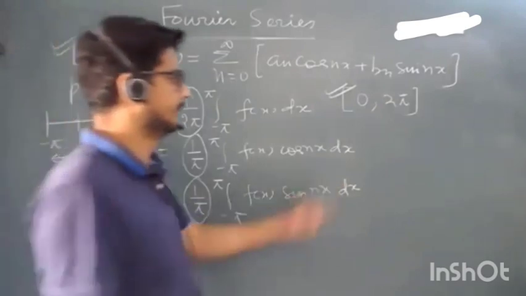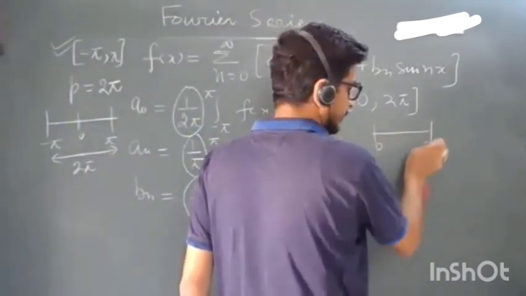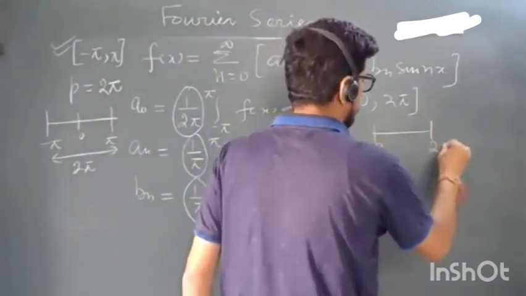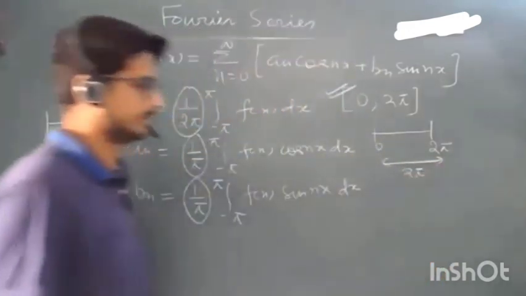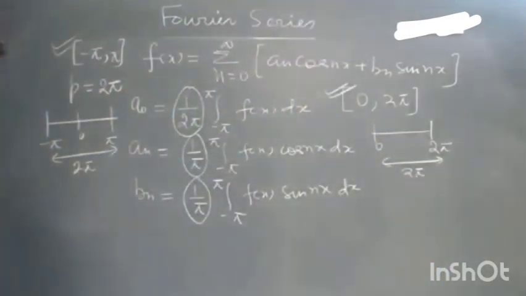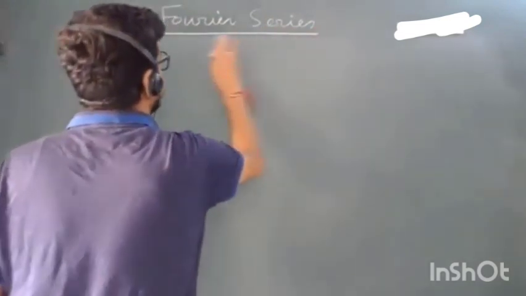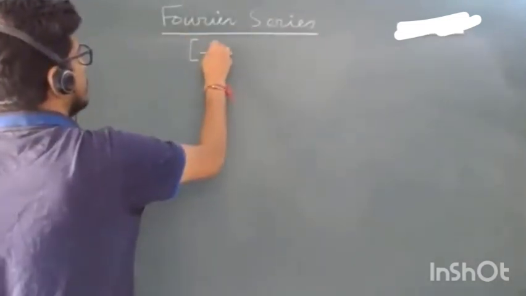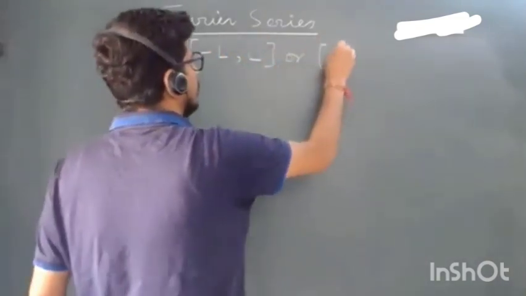And here also, suppose it is periodic between 0 to 2 pi, then also the period is 2 pi. Correct? One thing more I want to tell you, what if, suppose that my period in this case is not 0 to pi, but suppose it is minus L to L or 0 to 2L.